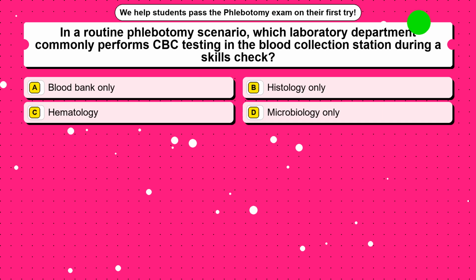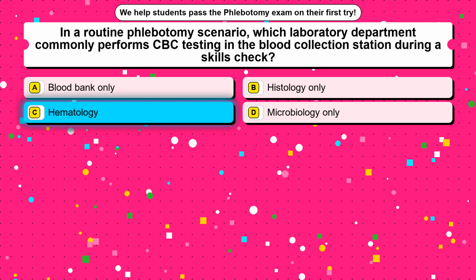Question 72. In a routine phlebotomy scenario, which laboratory department commonly performs CBC testing in the blood collection station during a skills check? Option A. Blood bank only. Option B. Histology only. Option C. Hematology. Option D. Microbiology only. The correct answer is option C. Hematology.